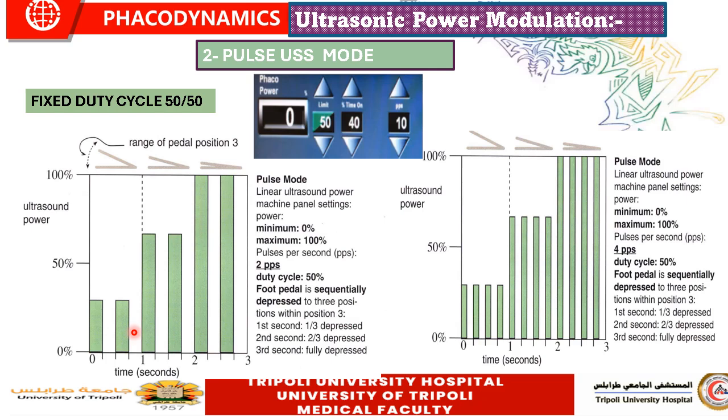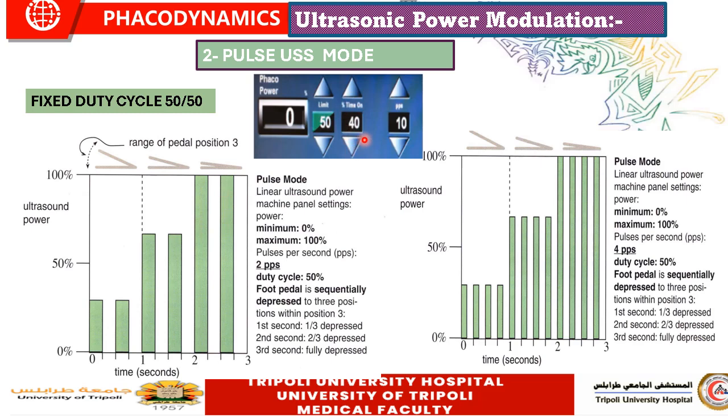And for the pulse mode, we have different parameters to describe the mode of the energy delivery. We have the number of pulses per second, how many pulses per second we can deliver, and we have to fix the amount of ultrasound energy, which is usually made in a linear mode. For example, when we say the ultrasound power is 50%, the more you step down in the foot pedal from position 1 to position 2 to position 3, the ultrasound energy will increase gradually to reach 50% of the stroke length. And the other parameter is the duty cycle.